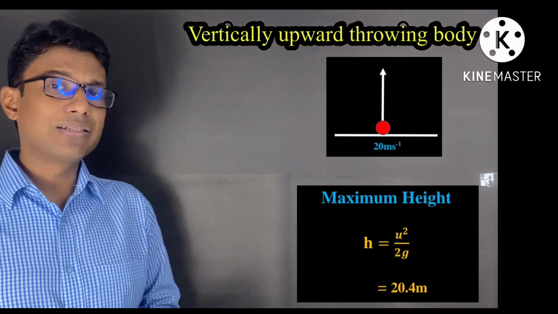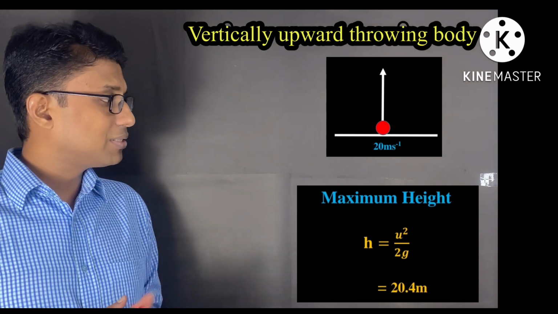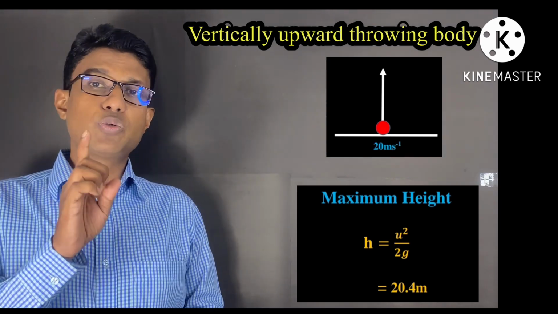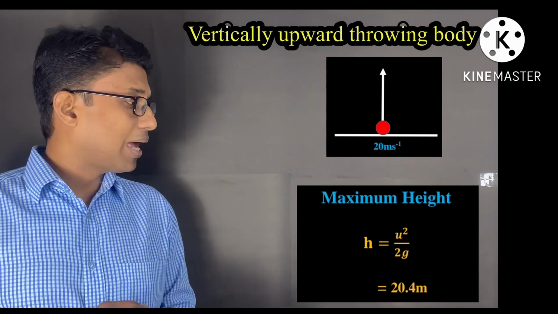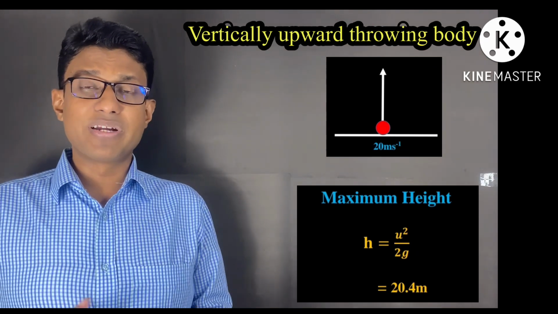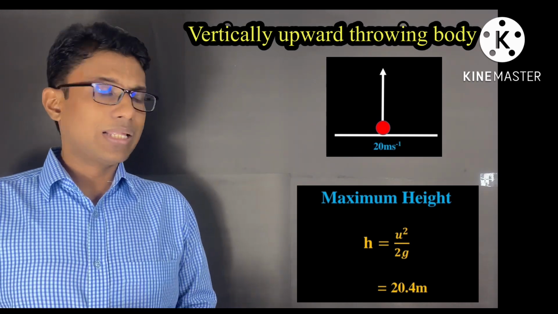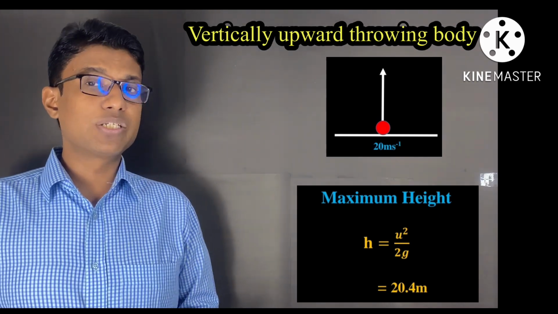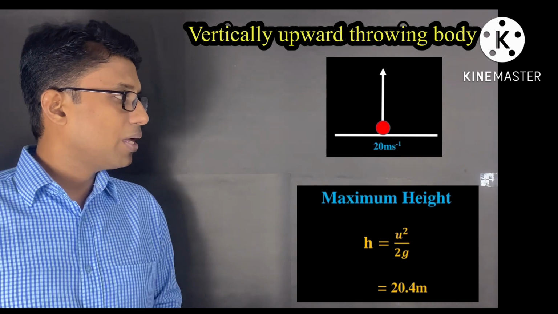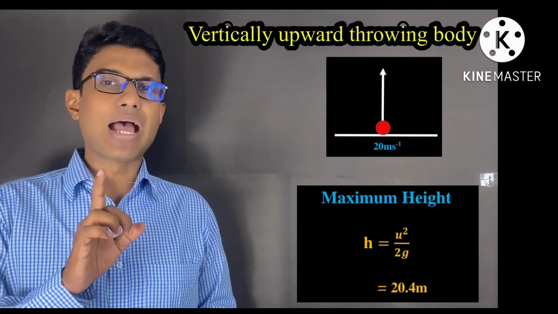Here H means the maximum height, u means the initial velocity, which is 20 meter per second, and g means acceleration due to gravity. When you put the values of u and g, then you can find the value of H, which is 20.4 meter. That is the maximum height of the object.